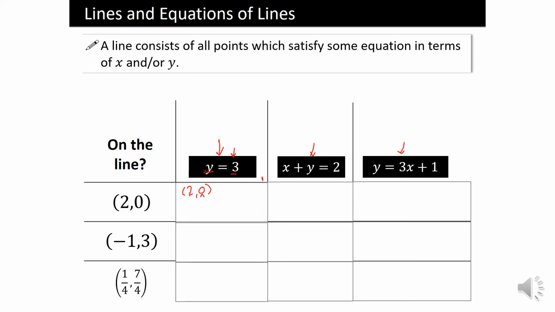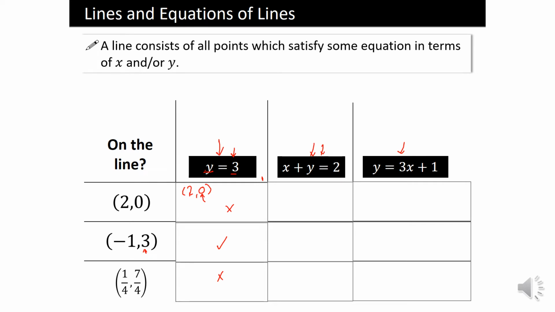Well, looking at the y coordinate, it's not 3, so that tells me it's not on the line. So next one, look at the y coordinate, so that is 3. So this one is on the line. And last one, again it's y equals 3, so we look at the y coordinate, 7/4, so that one is not. Okay, so a little bit more complicated now with this next one.